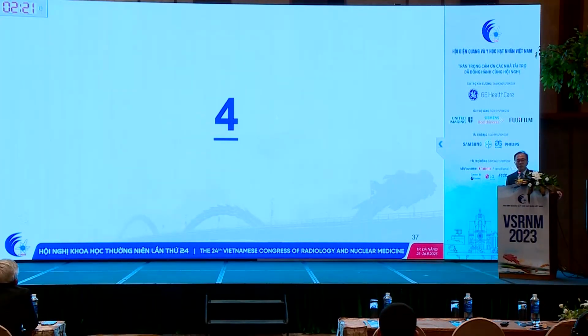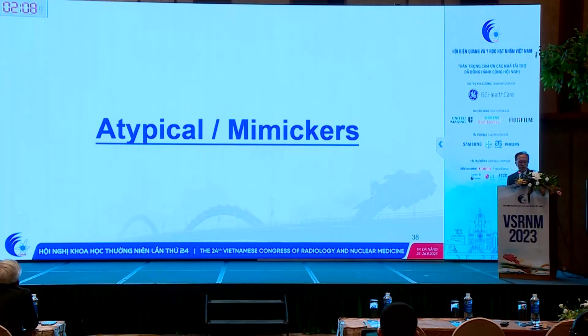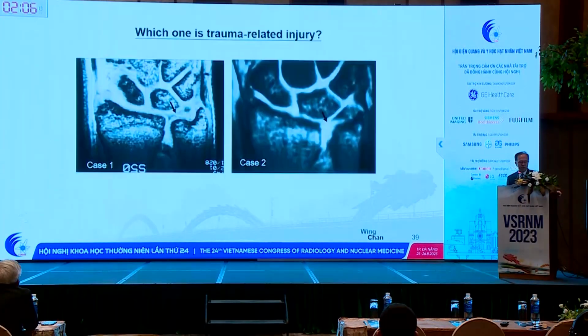The magic angle phenomenon will also occur in the ankle, in the shoulder, and even in the wrist joint, okay? Number 4, how about the atypical or mimicry?